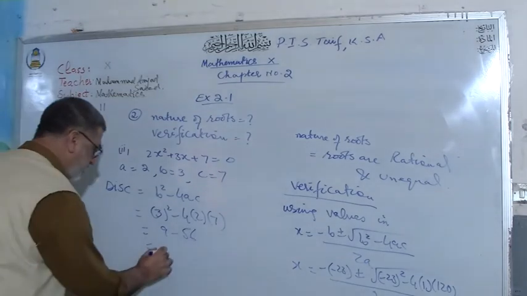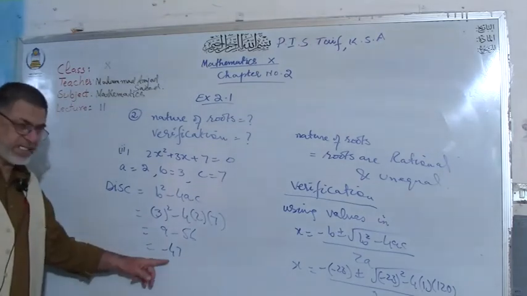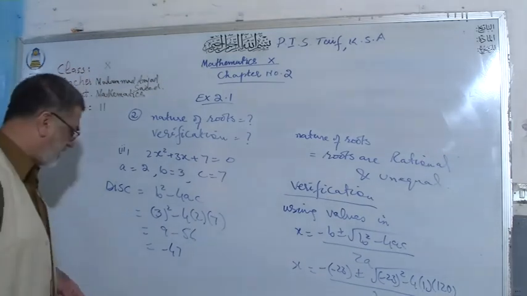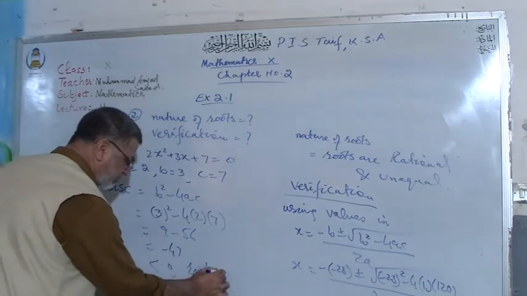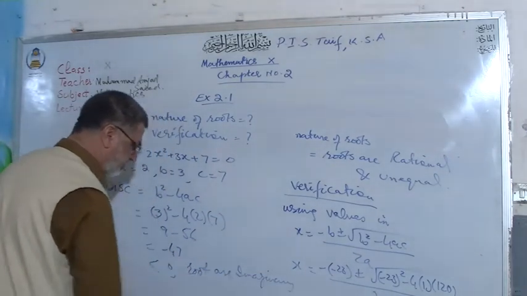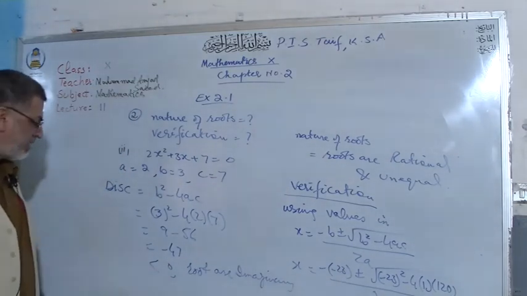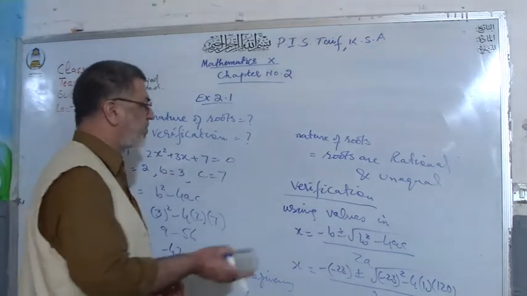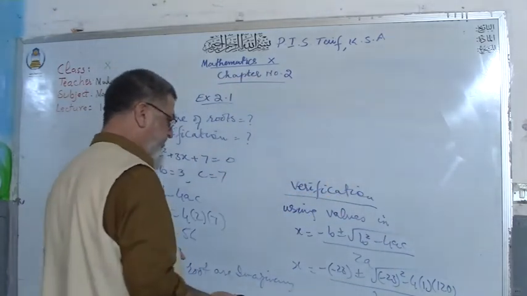minus 47. Remember that the discriminant is minus 47. What was the rule? If the discriminant is less than 0, roots are imaginary or complex roots. Now we have to verify our answer by using the values in the quadratic formula.